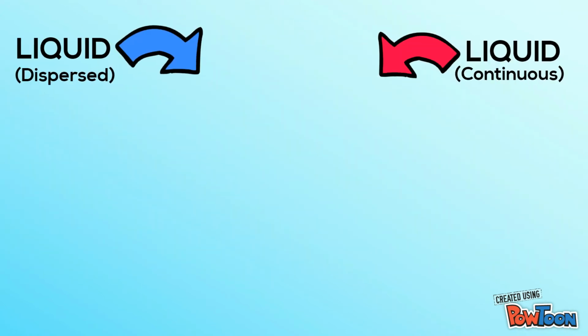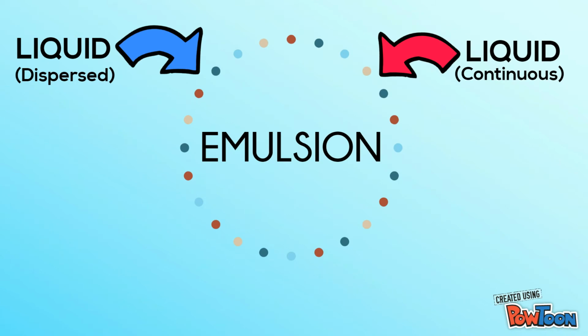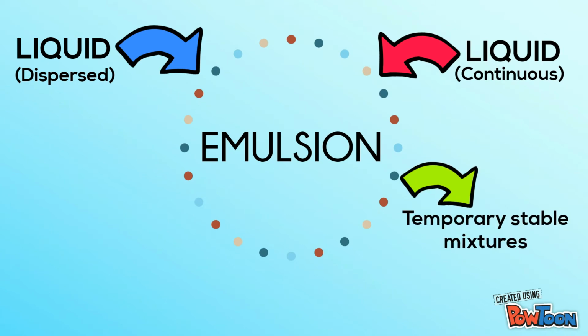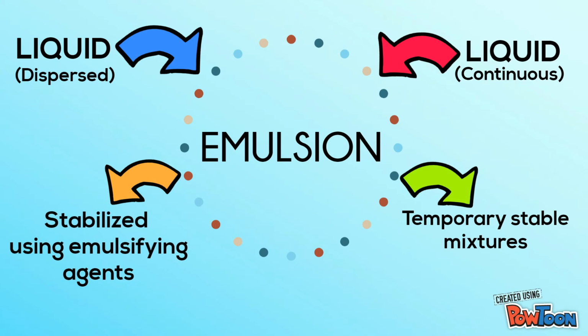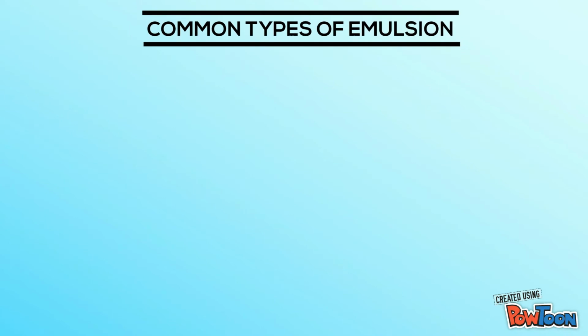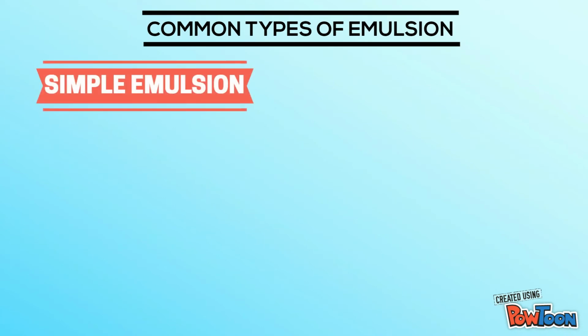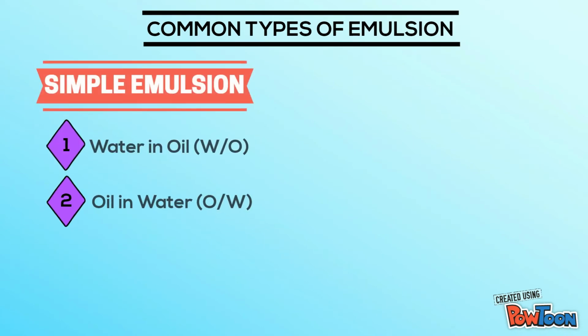When both dispersed and continuous phase are liquid, they form an emulsion. These are temporarily stable mixtures and are usually stabilized by an emulsifying agent. There are two common types of emulsion: simple emulsion and multiple emulsion.